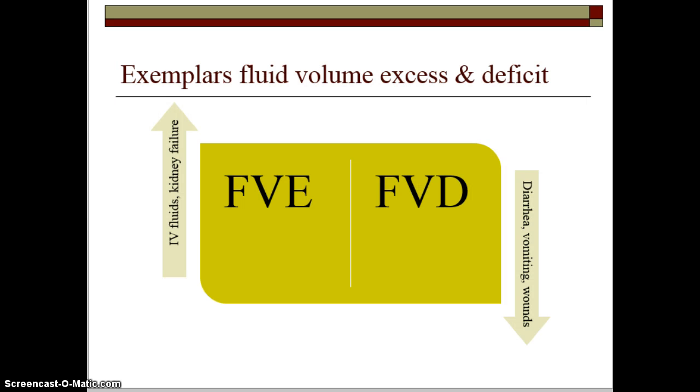As we look at our exemplars for this unit, we see fluid volume excess and fluid volume deficit. Fluid volume excess can be for a variety of reasons, most often running IV fluids too quickly, or the kidneys are not working right to eliminate the fluids that we are putting in. Fluid volume deficit is diarrhea, vomiting, hemorrhage, loss of fluid from wounds. So we see a variety of patients coming in that are also what we would call dehydrated or fluid volume deficit.